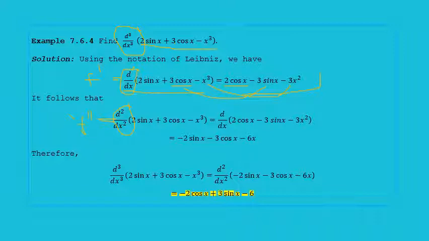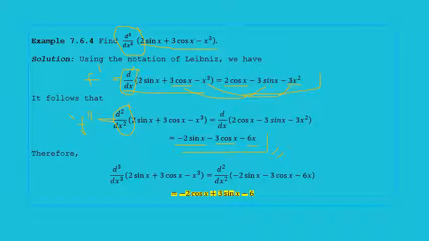So we derive the first derivative. The derivative of 2 cosine x is negative 2 sin x. The derivative of negative 3 sin x is negative 3 cosine x. The derivative of 3x squared is 6x. So that is the second derivative.